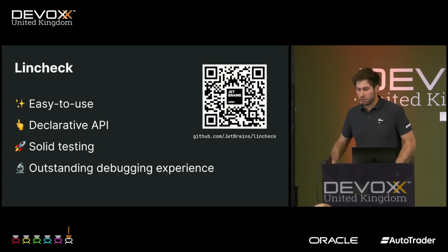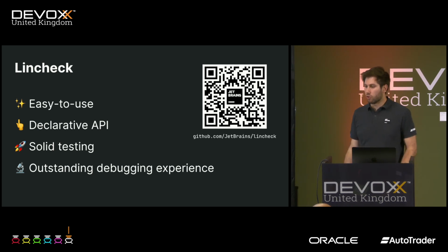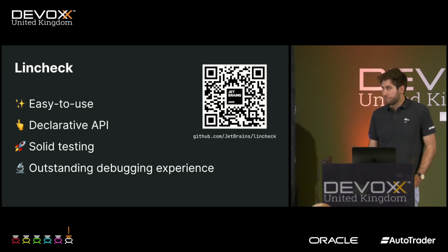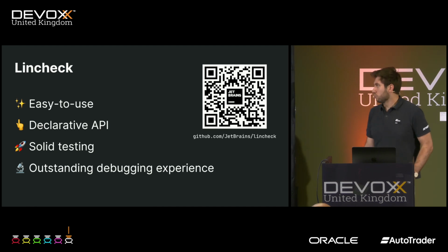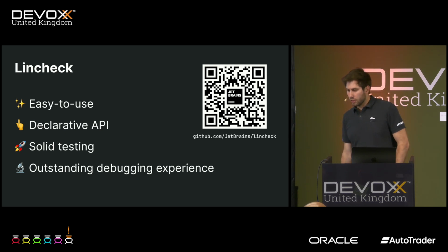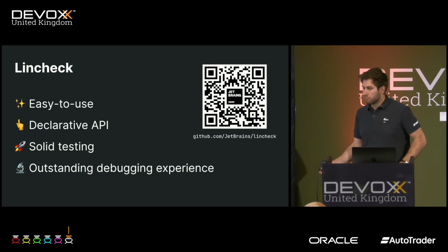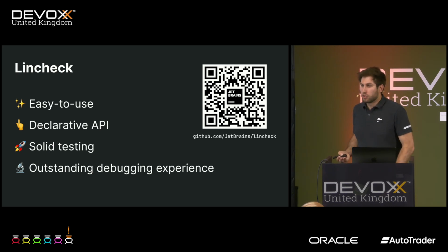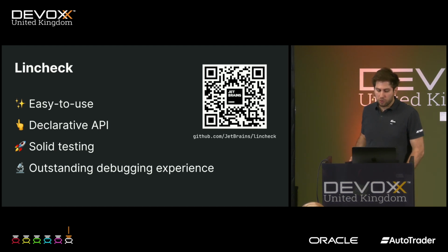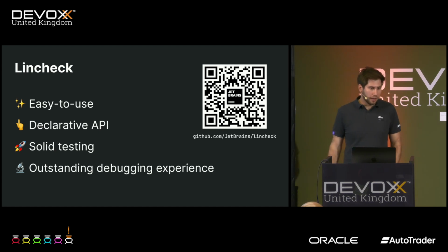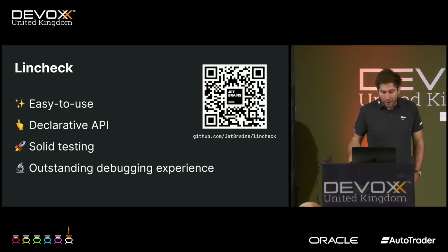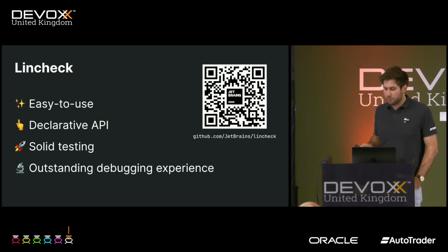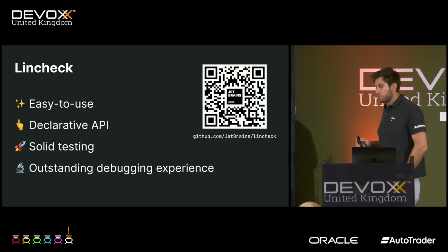So we test concurrent implementations in coding routines in IntelliJ, in some other products, and we have no bugs. So we don't know any bugs from our users. So we detected all the possible bugs with Lincheck. And what is also important, when we have a bug, we can easily debug it and understand the root cause of the problem.